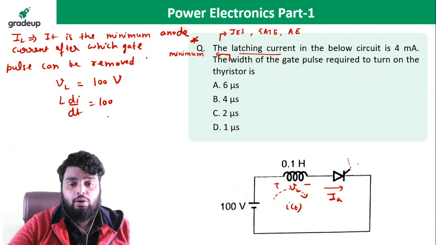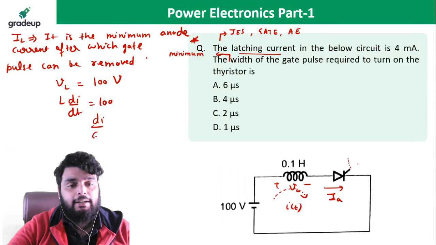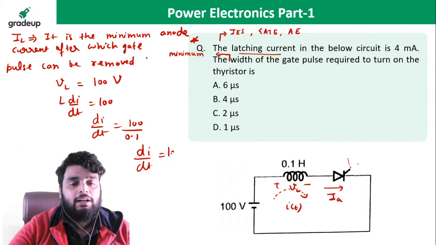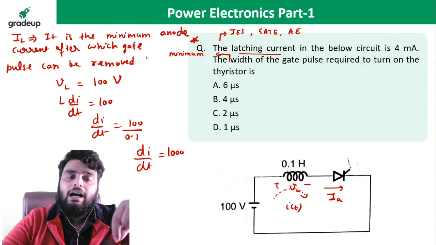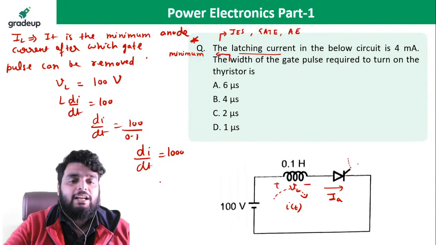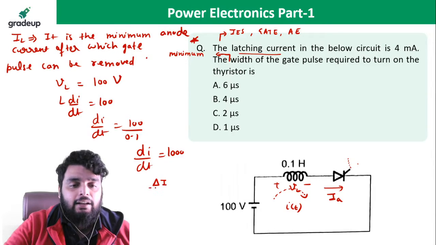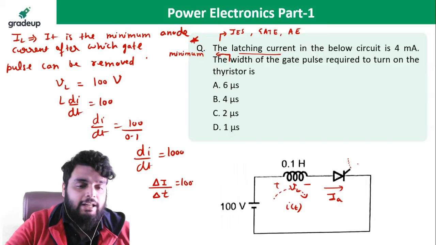Okay. So here you can see di by dt is equal to 100 divided by 0.1. So di by dt is equal to how much? 1000. Okay. Now I am talking about a latching current, right? So what will be the change in current? I can convert this differential like this: change in current divided by change in time.